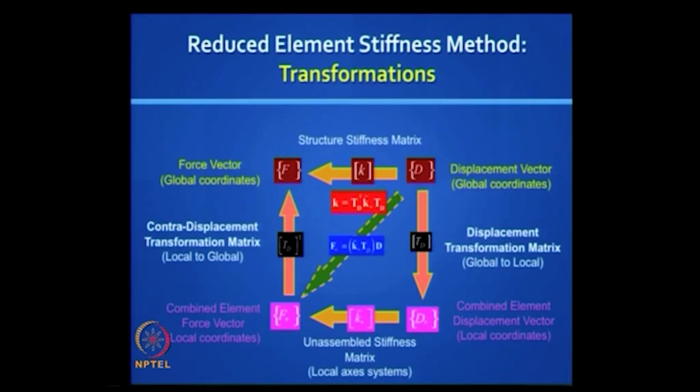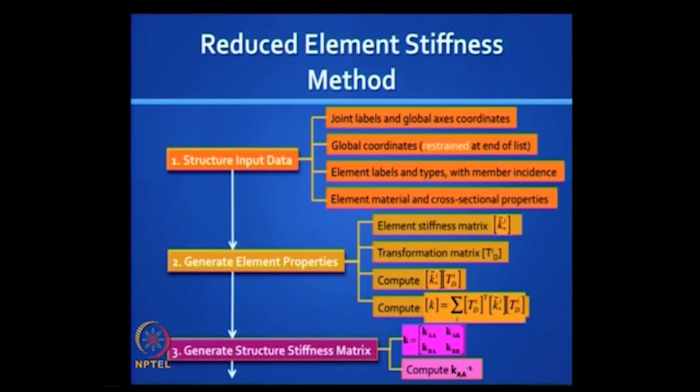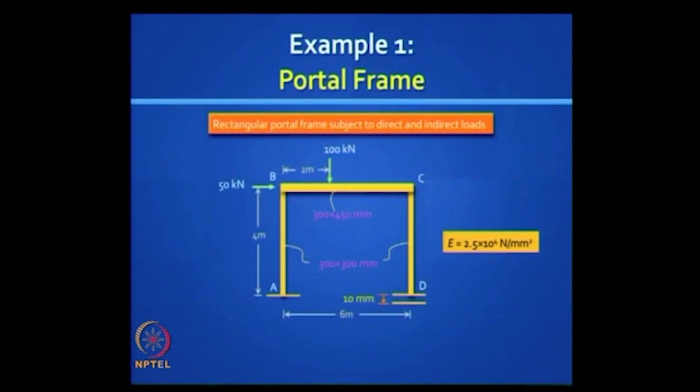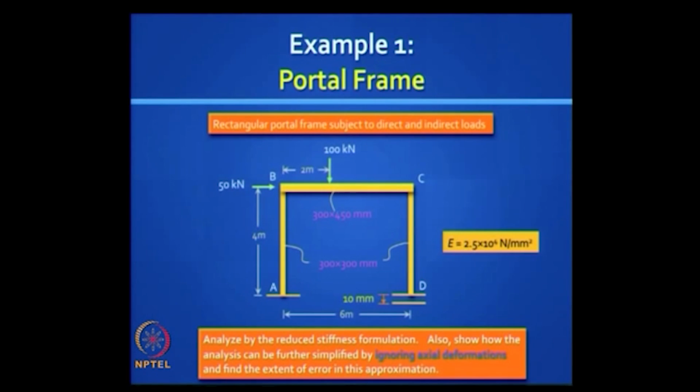This slide is familiar to you. This is the standard transformations we do in the reduced element stiffness method, and this stepwise procedure for programming is also clear to you. Now we will take up the same problems we did by conventional stiffness method, and you can see there is a tremendous reduction in effort when you do the same problem by the reduced element stiffness method, okay. So we will take this frame and we will solve it in two ways.